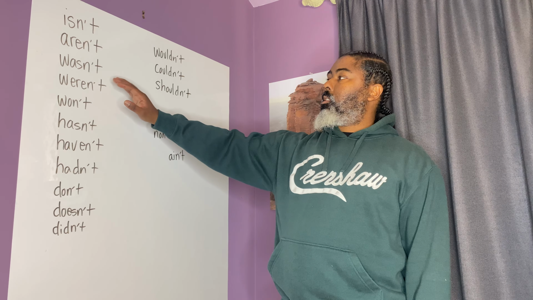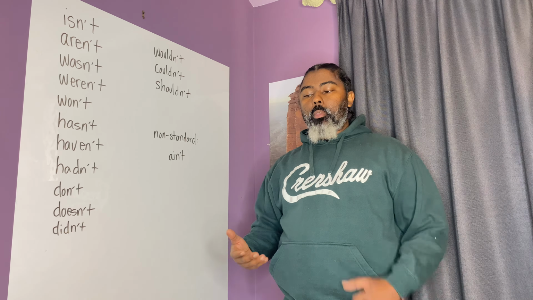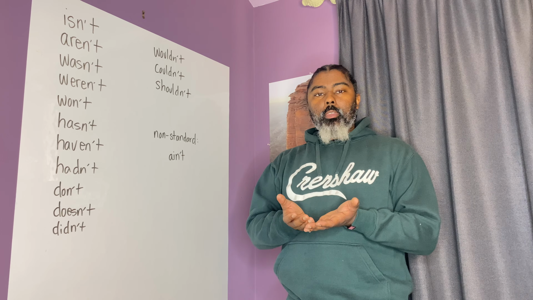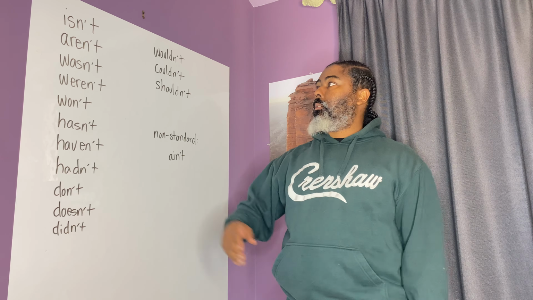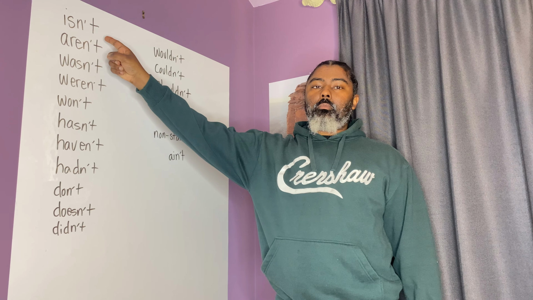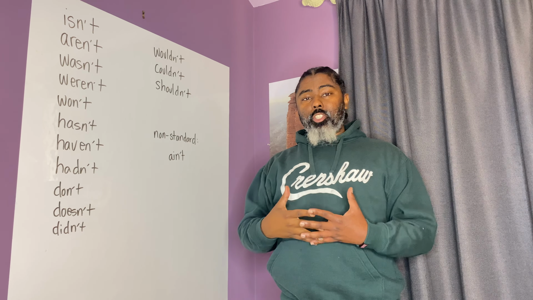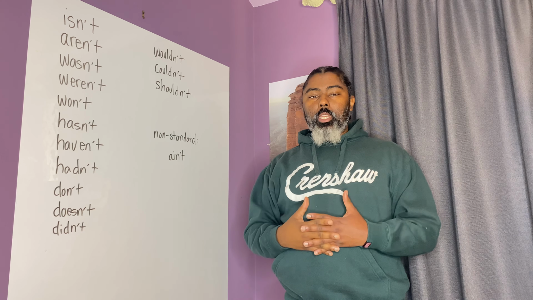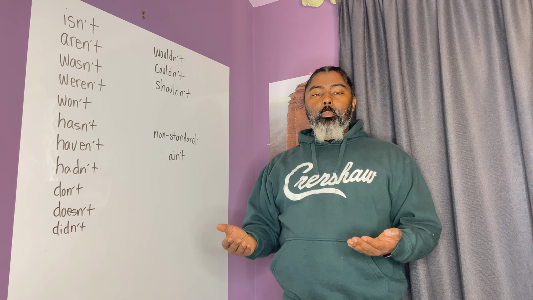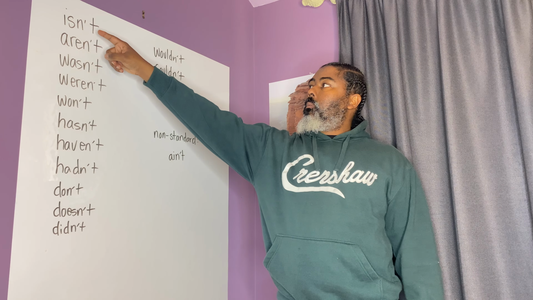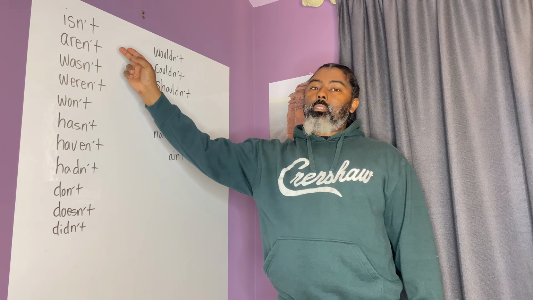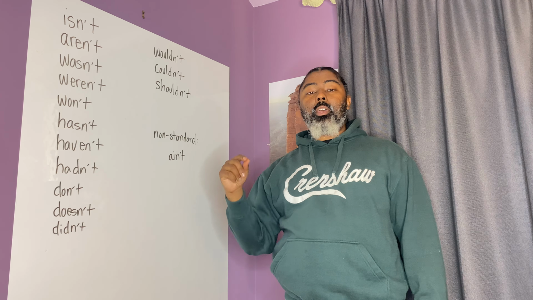If you notice, what we mean by contraction is we're taking 2 words and bringing them together, combining them. Here we have is and not. But this is a contraction, and so we are shortening the words. We're not saying is not, but we're removing the O, adding an apostrophe, and we're saying isn't.